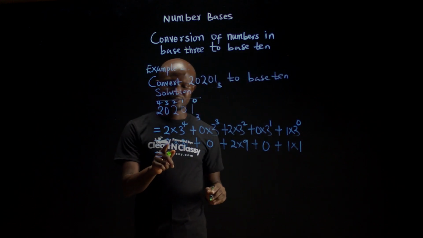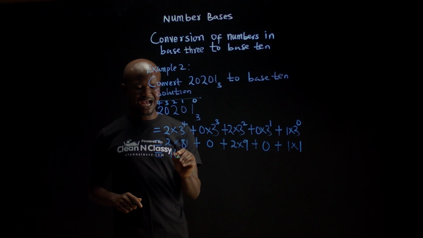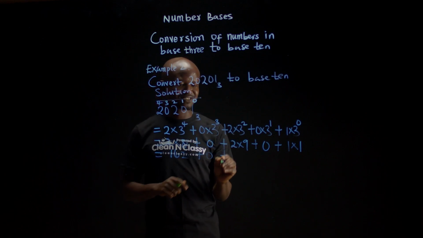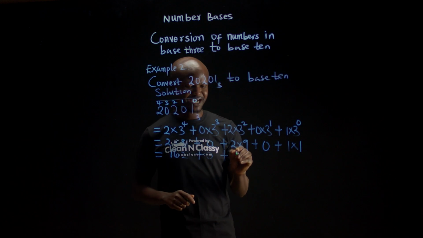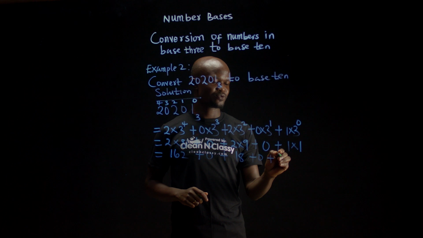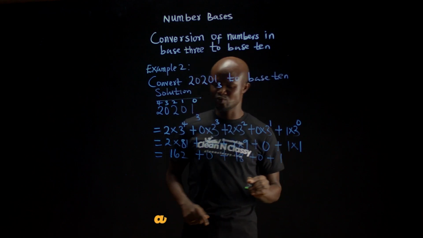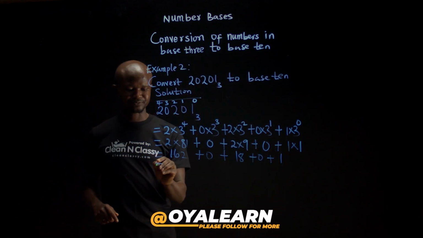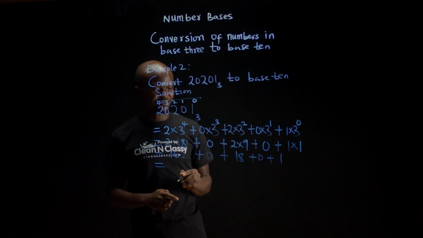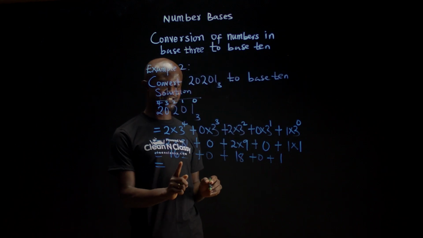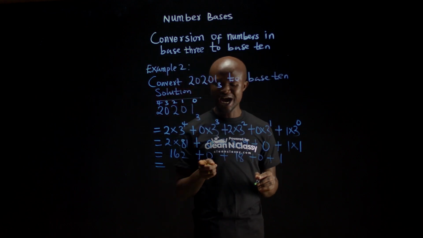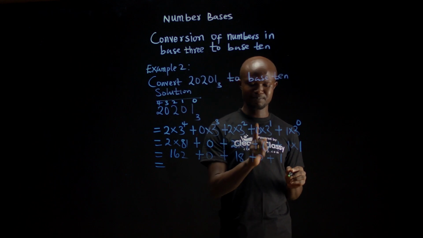Now, 2 times 81, 162. Plus 0 plus what? 2 times 9, 18. Then we have plus 0 plus 1. 1 times 1 is 1. Now, 162 plus 18, that will give us 180. 162 plus 0, that's 162 plus 18, 180 plus 0, 180 plus 1.